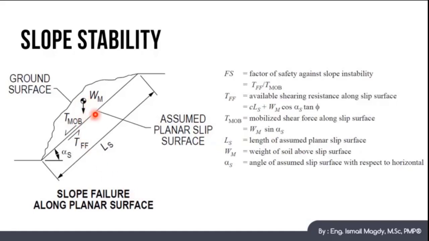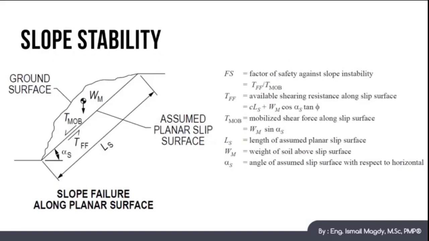We will have here the weight of the soil above the plane as Wm, and of course the weight is always vertical. This weight will have a component parallel to the assumed failure surface in the sliding direction, and this is called T mobilized, which is the mobilized shear force along the slip surface, and it equals W sine alpha s.